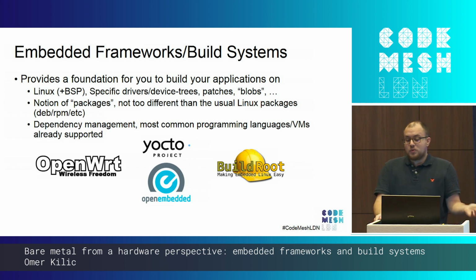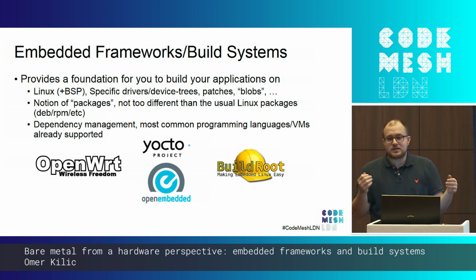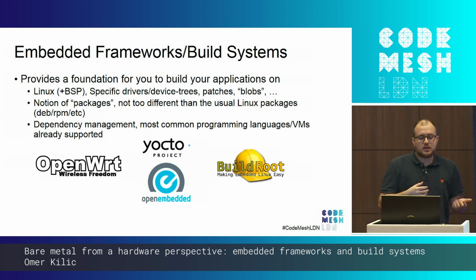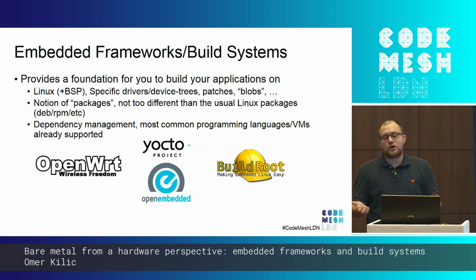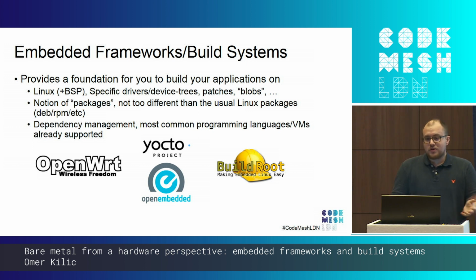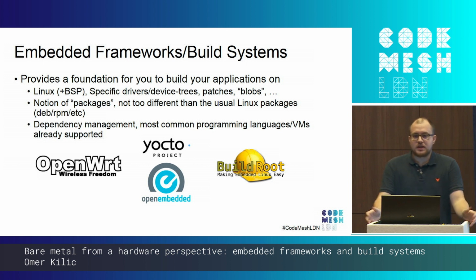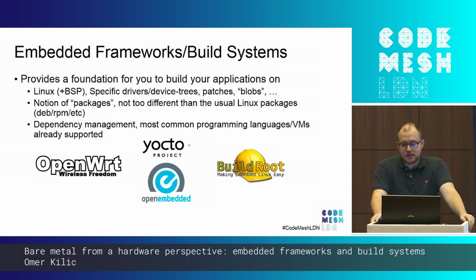So the most common ones are listed below. OpenWRT, you might have heard of it. It started off as a firmware replacement project for, say, your home gateway or modem Wi-Fi router thing. But it's actually a lot more than that. It is very commonly used in a lot of commercial applications that are not just Wi-Fi access points and that kind of stuff.